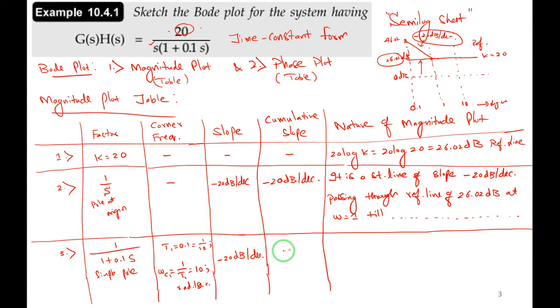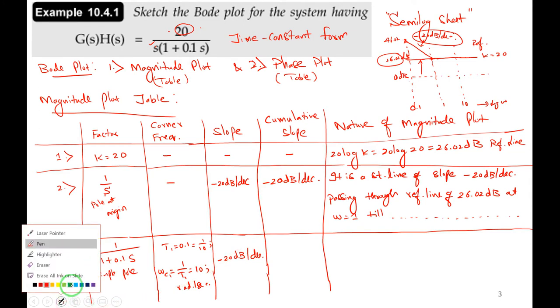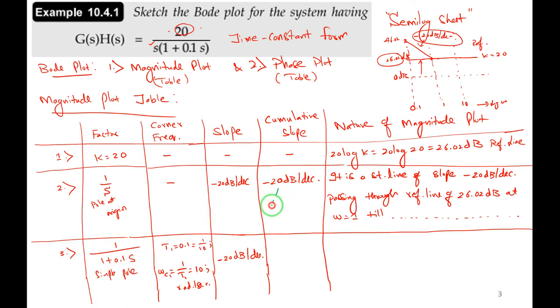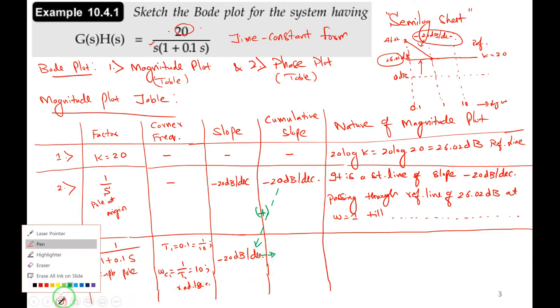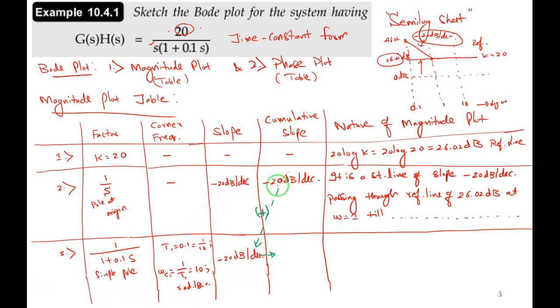Okay, fine. What I have to fill up in this cumulative slope? Previously I have minus 20 dB per decade, and now due to this factor, simple pole, I have another minus 20. So I have to add both of these. So cumulative. Let me take red ink only. So minus 20 plus minus 20, the cumulative slope is minus 40 dB per decade.